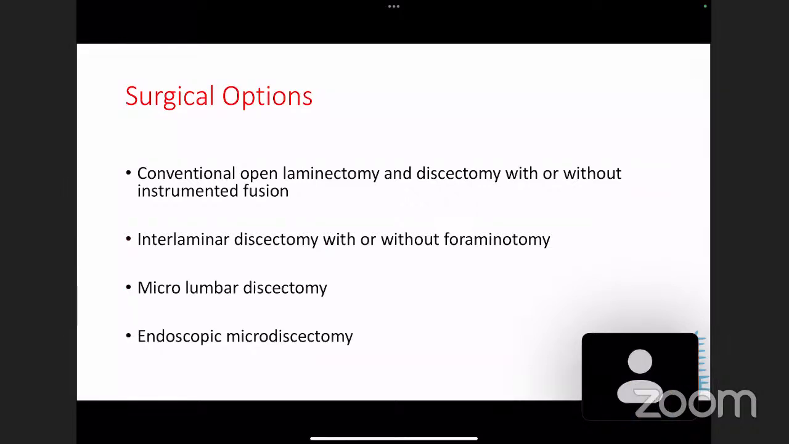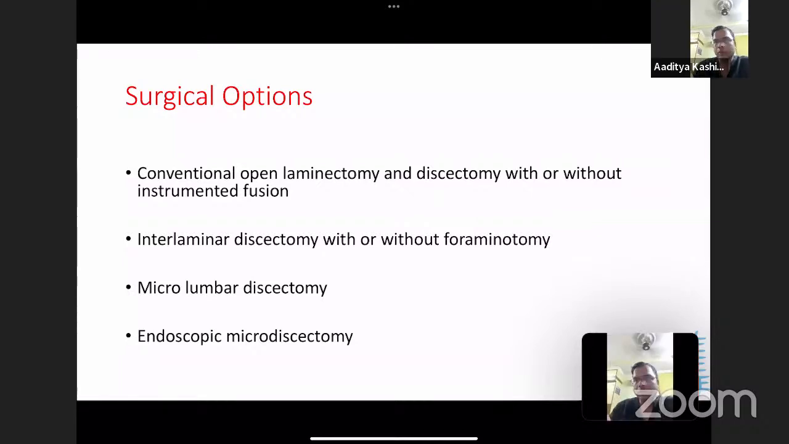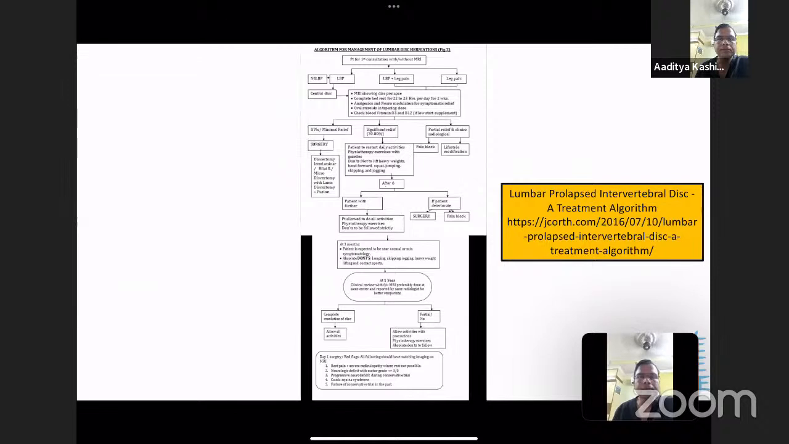So surgical options, we'll talk about this during our clinical case discussions also. It can vary from conventional open laminectomy, discectomy to endoscopic microdiscectomy. Next. Next.